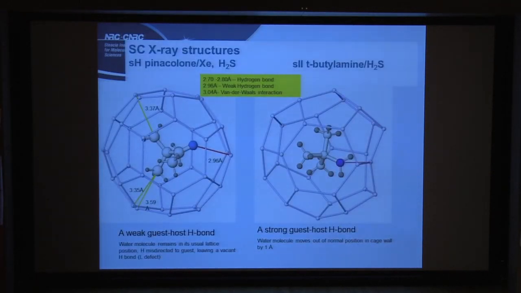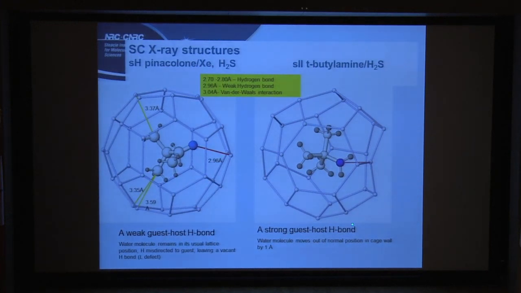And what really makes excellent proof of all this, of what we're seeing with the molecular dynamics simulation, is that we can also see this with X-ray crystallography, where we can actually locate the atoms of the guest and the host. So here we have the pinacolone in the structure H cage, and you can see we do find a short distance between the ketone oxygen and one of the water molecules. And we can assume that there is a hydrogen bond here, which is relatively weak.